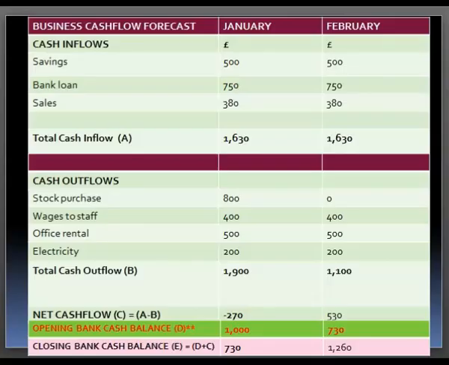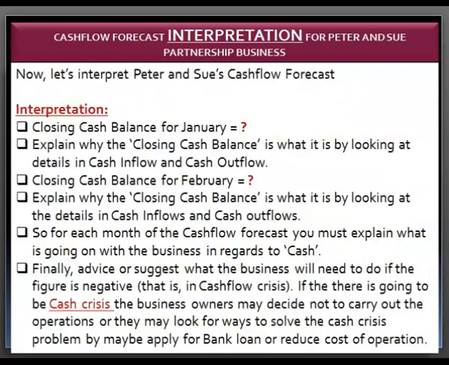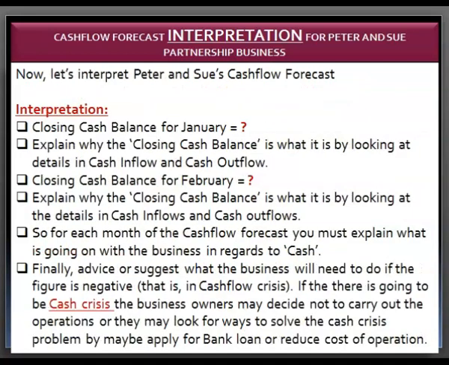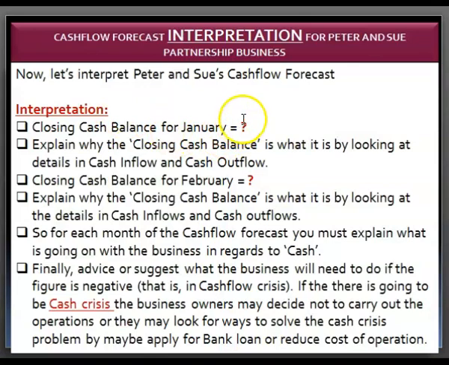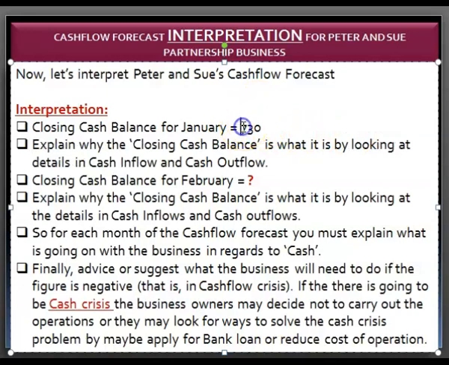Okay, now, that's analysis about that one. Now let's interpret Peter and Sue's cash flow forecast. So interpretation is closing cash balance for January for Peter. Closing bank balance is 730. Okay, 730. So let's put the 730 here. So this is 730. So put the 730 there.